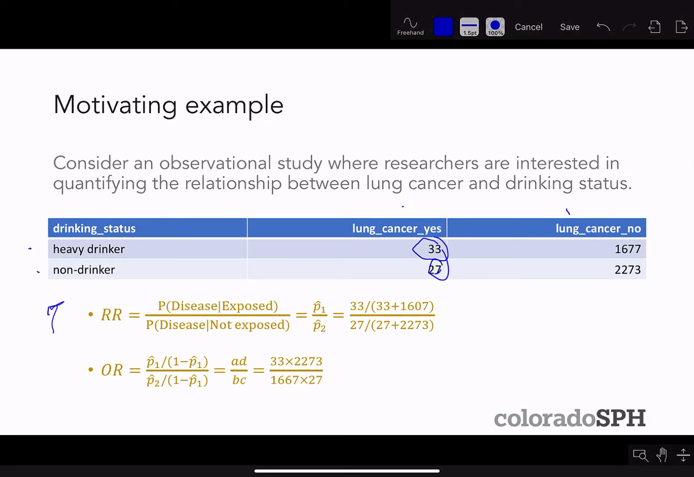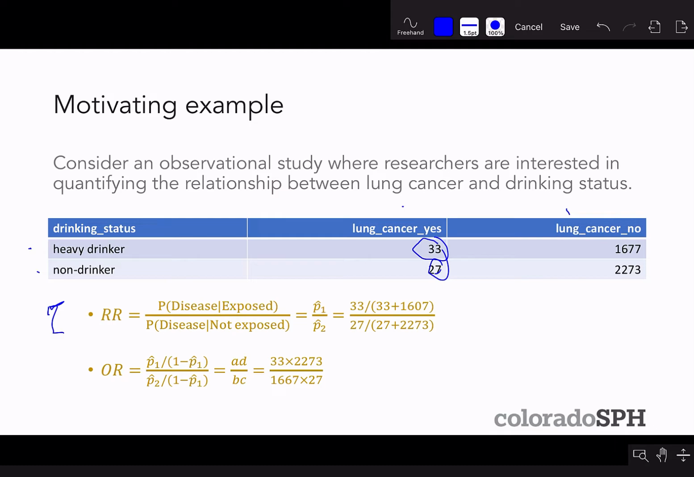So if you wanted to calculate the risk ratio, this is given by the probability that you have disease given that you were exposed over the probability that you have disease given that you were not exposed. The probability that you have disease given that you were exposed is the people who have lung cancer and are heavy drinkers, so that's going to be 33 divided by the total number of people who were exposed, so 33 plus 1607. And then the probability that you have disease given you were not exposed is the number of people who have disease but were not exposed, that's 27, divided by the total number of people who were not exposed, which is 27 plus 2,273.